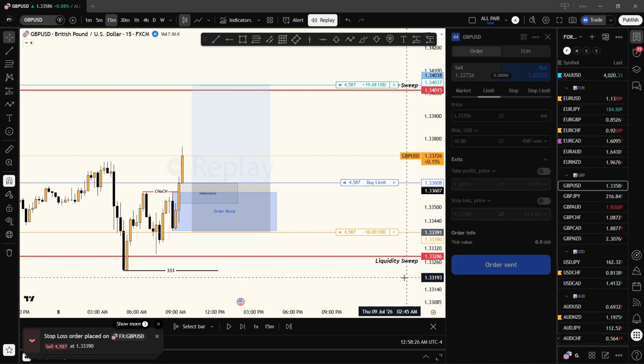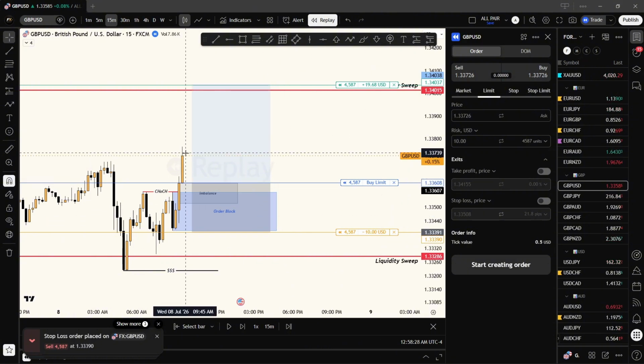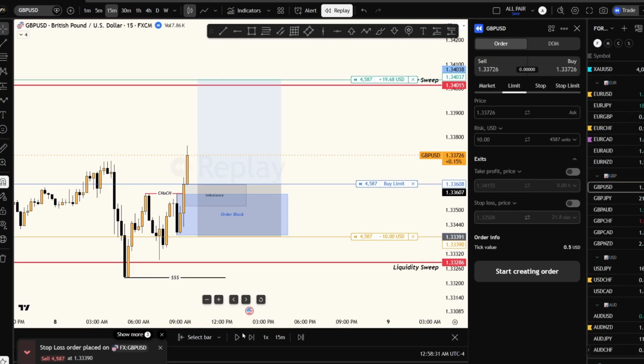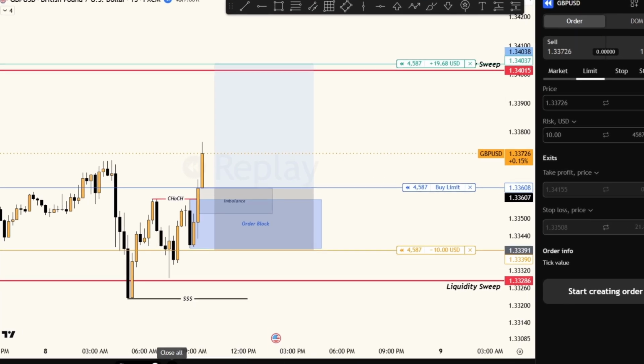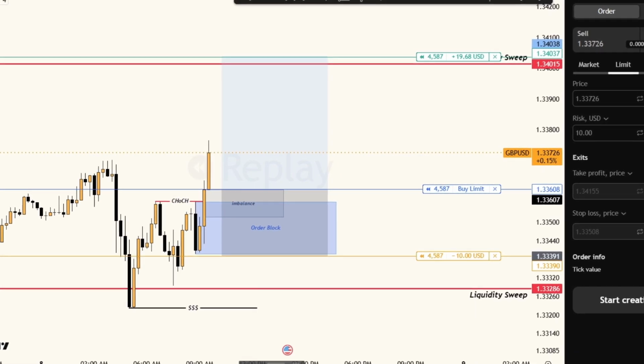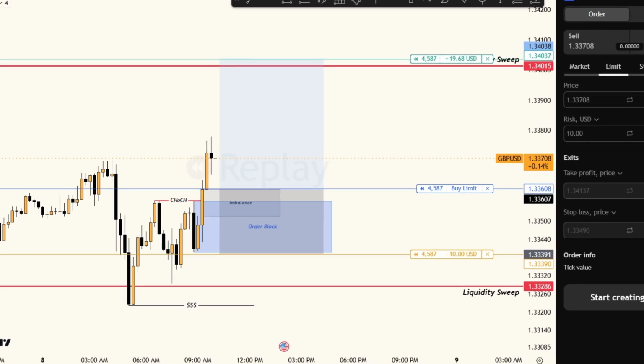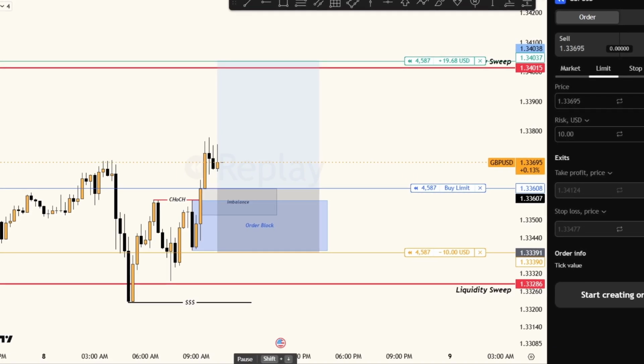Alright, my buy order is now in place on TradingView. Everything is set according to my trading plan. Now, let's turn on replay mode and see how the market responds. Will price respect our entry and move toward the target, or will the setup fail? Let's find out.